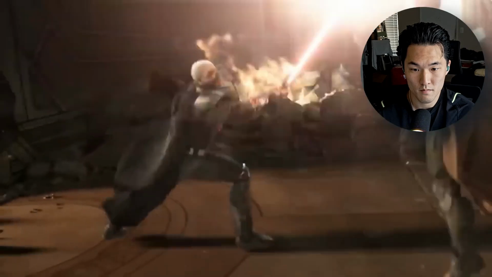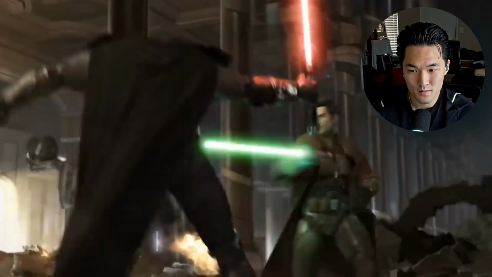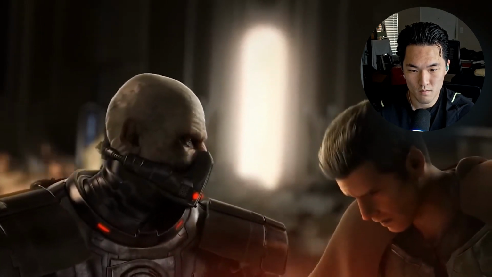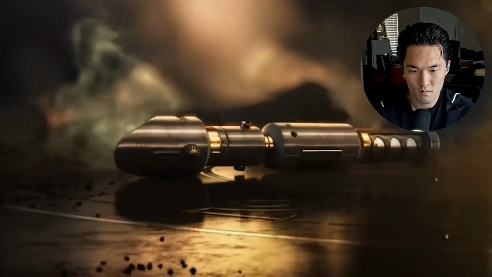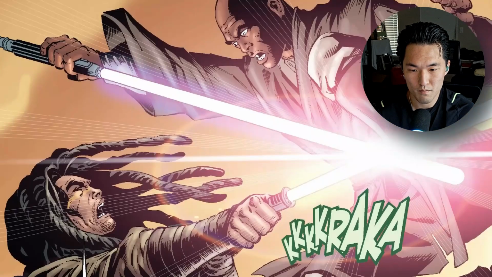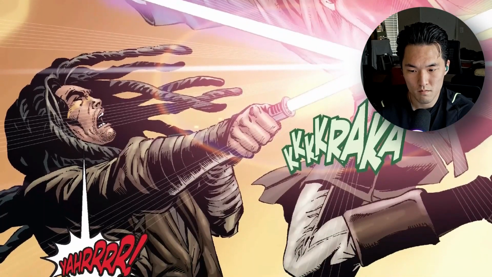It utilized a highly aggressive offense, but it required the practitioner to actively draw upon their anger and negative emotions to fuel the relentless assault. Therefore, its use was seen as a direct violation of the Jedi Code's rules against passion and chaos. Many Jedi who practiced the form fell to the dark side or came very close to doing so.